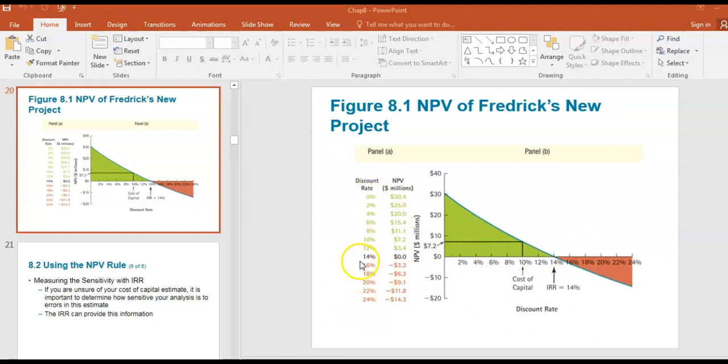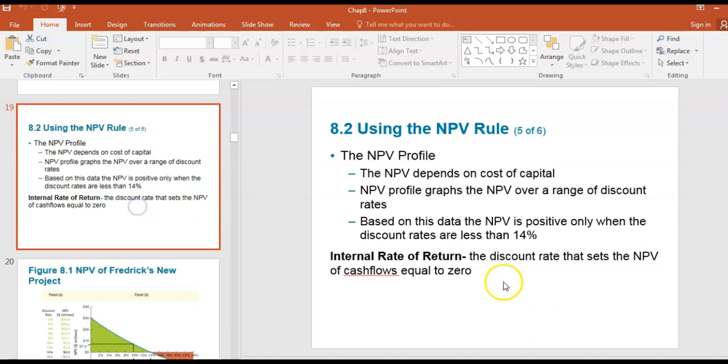We can see that there is one discount rate at which the net present value profile crosses the horizontal axis, or one discount rate that sets the present value of the benefits and the costs equal to 0. This idea is our internal rate of return. We mentioned this very briefly in class the other day.